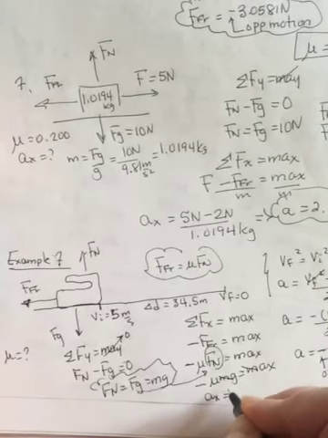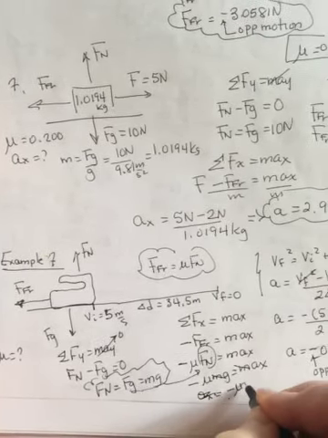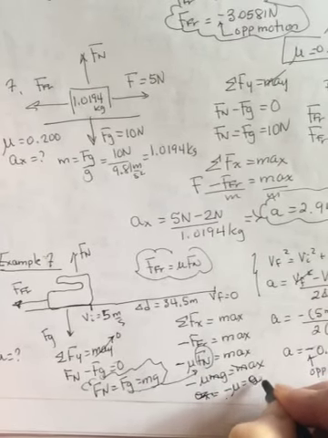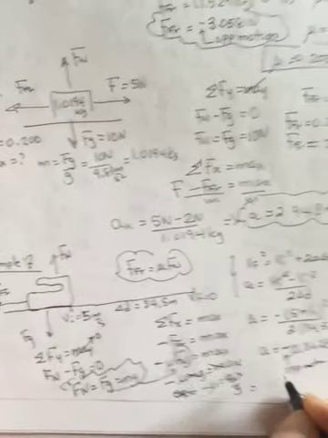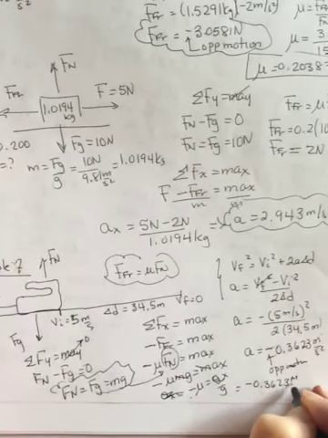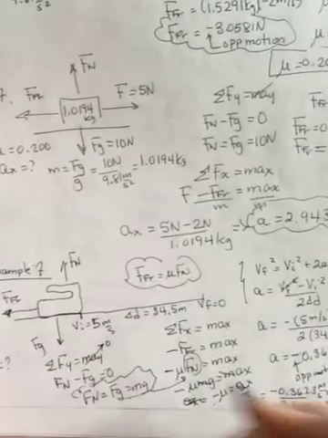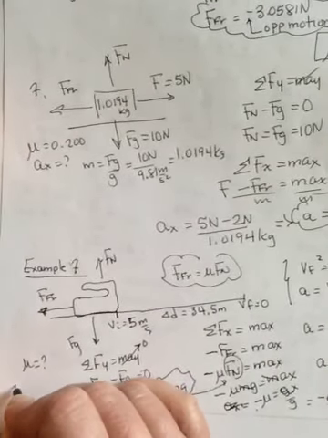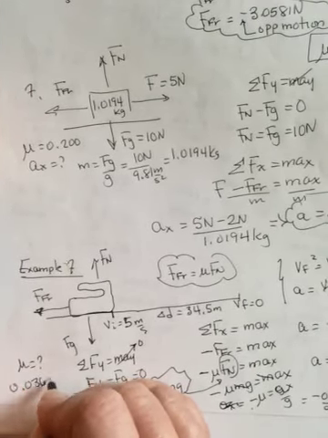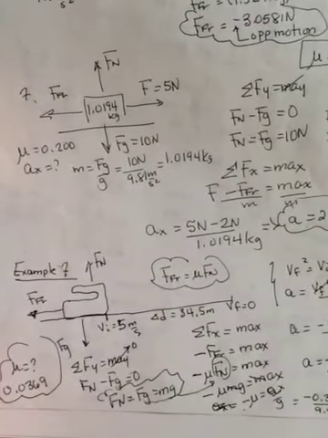So, no, what am I solving for? I could solve for mu. So, negative mu is equal to ax over g. So, a was negative 0.3623 meters per second squared, and we're going to divide that by 9.81 meters per second squared. And when we do, the negative and negative cancel, and you end up getting 0.0369 for your mu. Okay? So that is example 7.